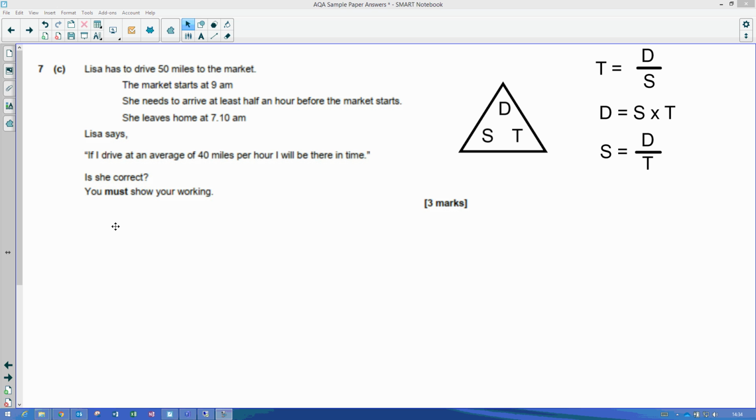AQA Level 2 Sample Paper Non-Calculator Question 7c Extra Bits.